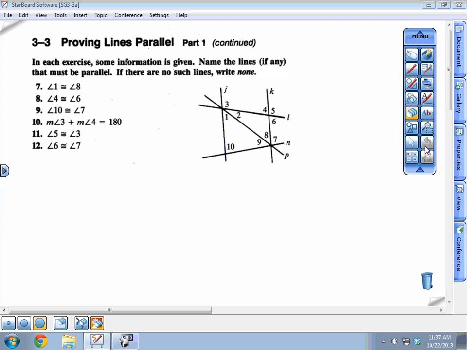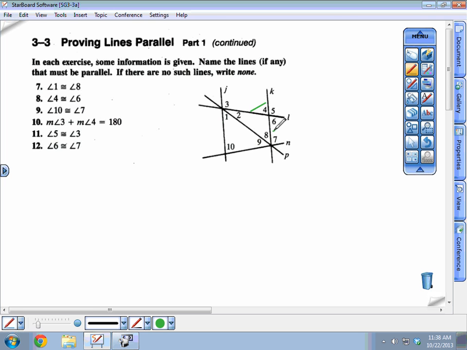Okay, so J is parallel to K. All right, 4 and 6 are congruent. Now let's forget about 1 and 8 now. Let's look at 4 and 6. If 4 and 6 are congruent, well, obviously 4 and 6 are congruent, right? Because they are what kind of angles? Vertical. Vertical angles. Does that tell us anything?